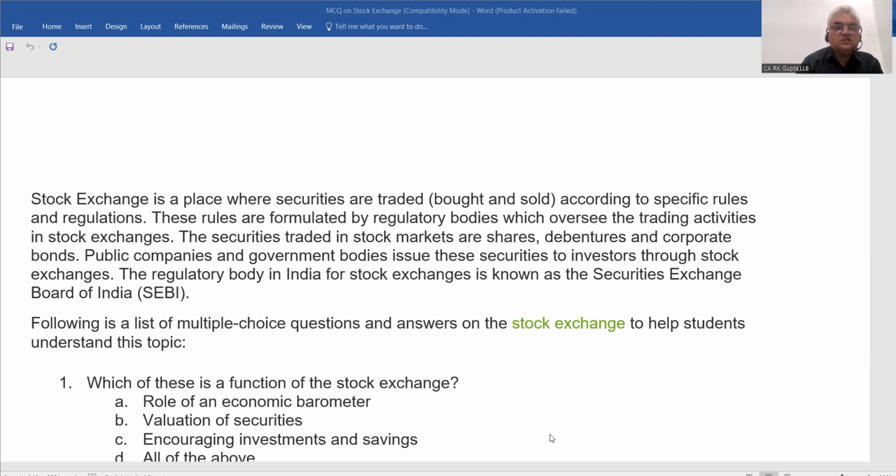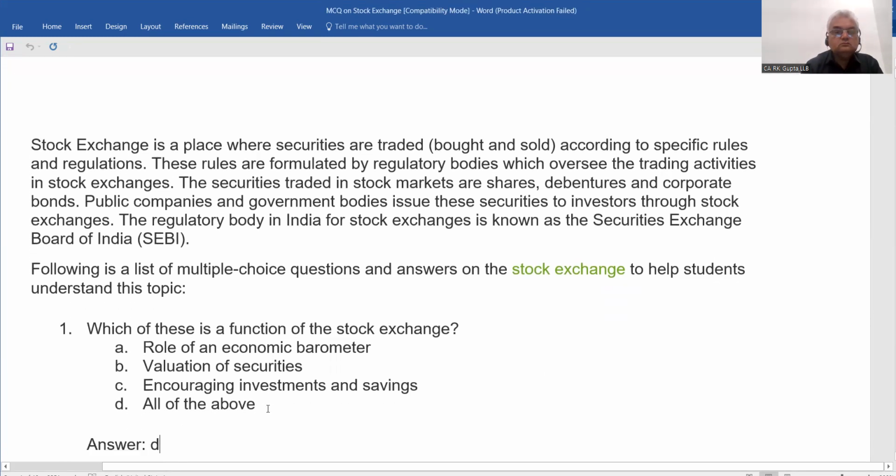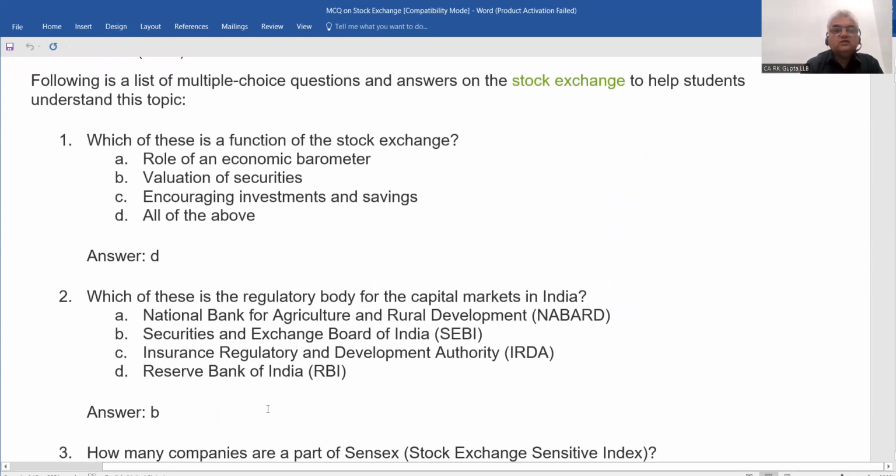So which of these is a function of the stock exchange? Role of an economic barometer, valuation of securities, encouraging investments and savings, all of the above. All of them. Which of these is the regulatory body for the capital markets in India? Answer is SEBI. So SEBI is the regulatory body for capital markets in India.